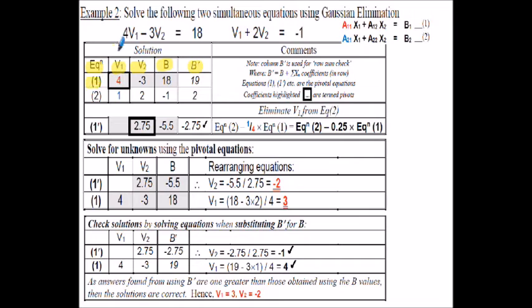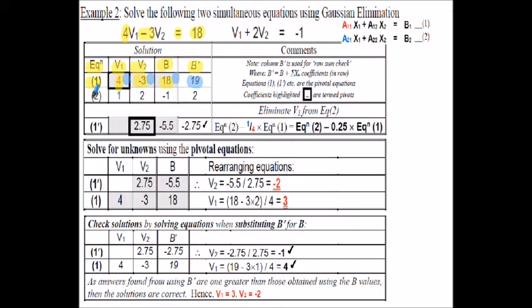So for equation 1, we have 4v1 minus 3v2 is equal to 18 on the right hand side. Remember, the b dash column is used for the row sum check, and is basically the summation of the v1 coefficient, v2 coefficient, and b constant. So in this case, the b dash column is going to be 4, take away 3, add 18, and that gives the value of 19 in the b dash column.